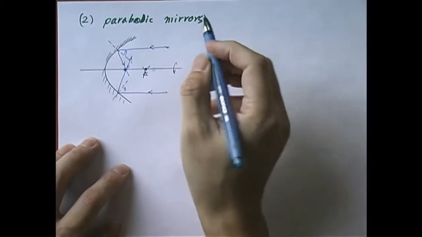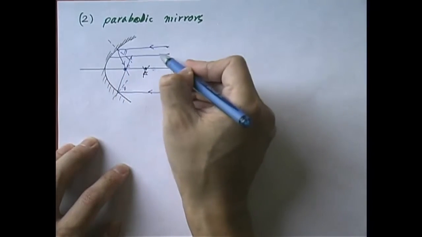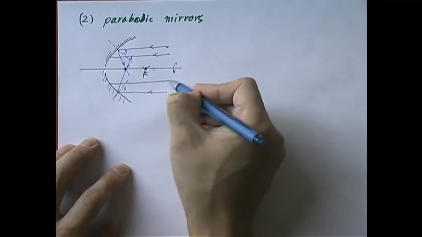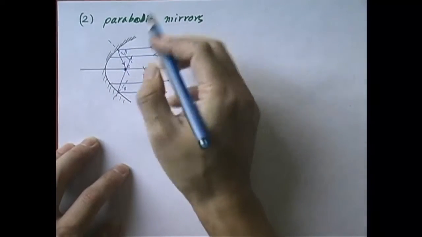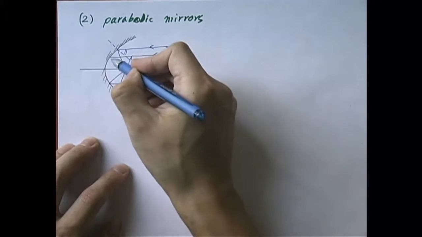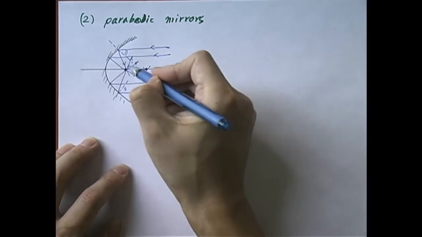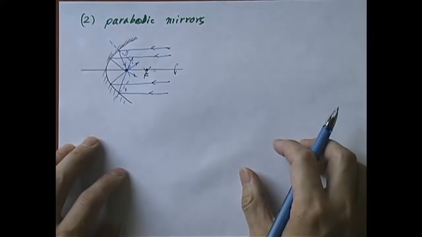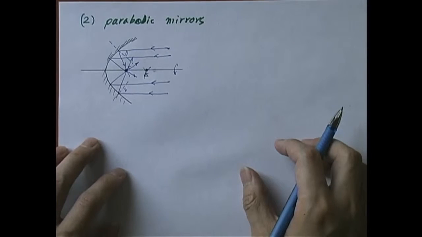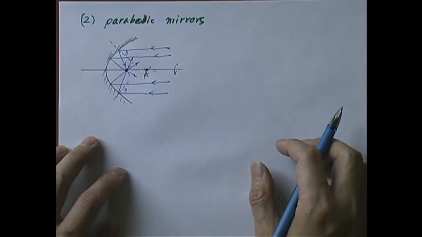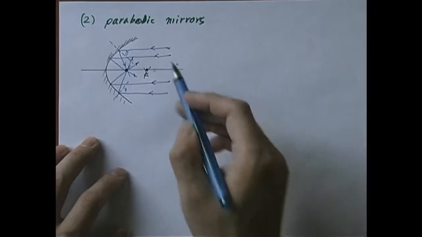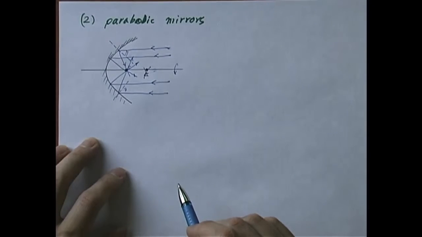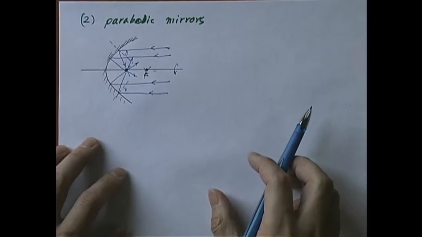That one is wrong. Okay, all the beams parallel to this line connecting the vertex and the focal point, after getting reflected by the parabolic surface, would converge at the same point right here. That is the reason why we call it the focal point. That is a unique feature of a parabolic mirror. Only in the case of a parabolic mirror would you get a perfect focusing this way for all the beams parallel to this line.